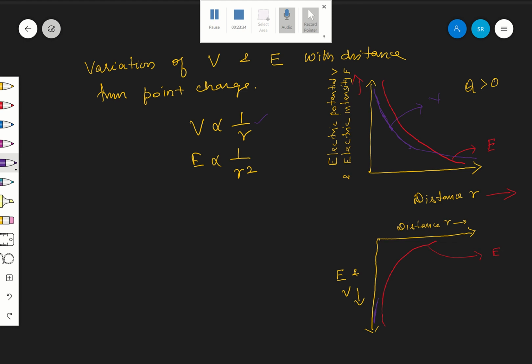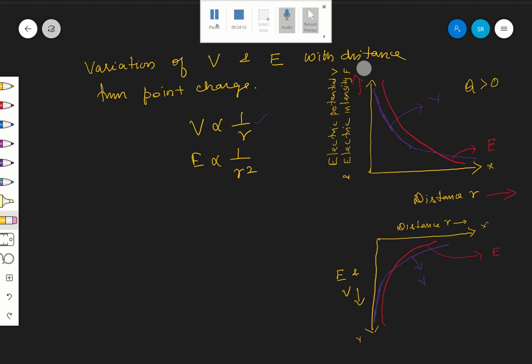Hope this is visible. Anyhow, the color combination is not that good, no problem. Hope you are following. It will take some time to come to 0. This is rapid, but this is your V, variation of V with respect to this. Hope you are following it. So this is X and Y.